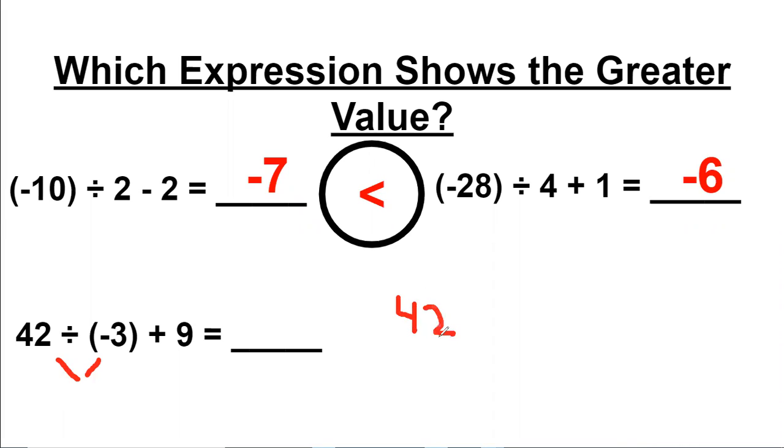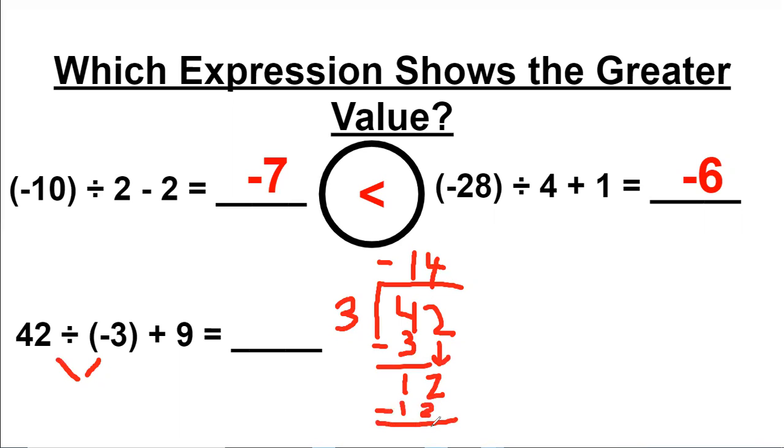42 on the inside divided by 3. We know the answer is going to be a negative sign because we have opposite signed integers. 3 goes into 4 one time. 4 minus 3 is 1. Bring down the 2. 3 goes into 12 4 times. 3 times 4 is 12. 12 minus 12 is equal to 0. The answer here, anyways, is -14.